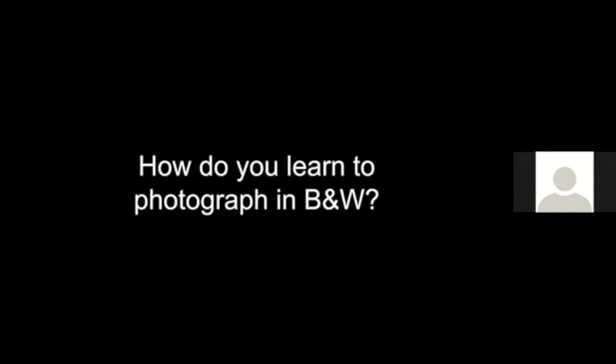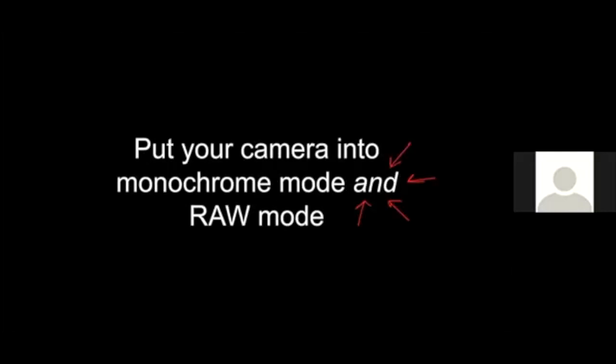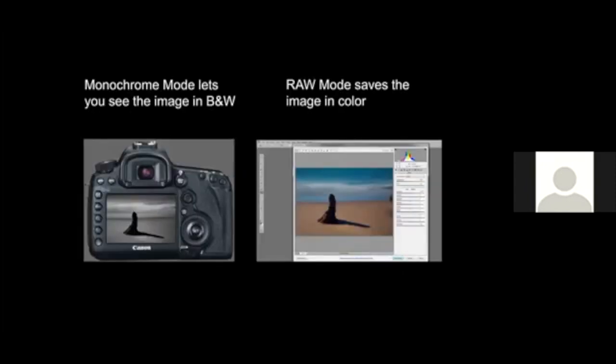So how do you learn to photograph in black and white? Well, here's what I did. First, I put my camera into monochrome mode and raw mode. Notice the "and." Why the "and"? Because in monochrome mode, it lets you see the image in black and white. But when you're in raw mode, the image is saved as a color image. And I want it to be a color image. I don't want the camera to convert it to black and white. I want to control that.